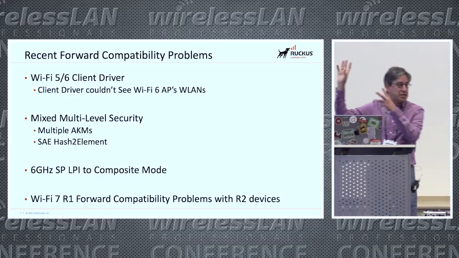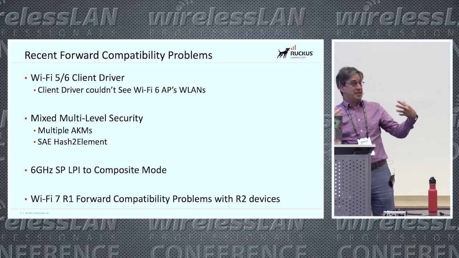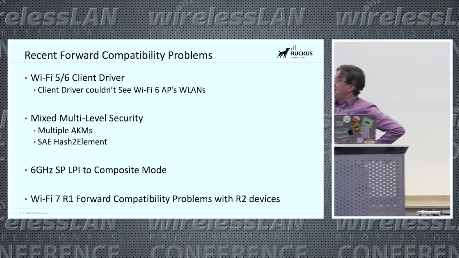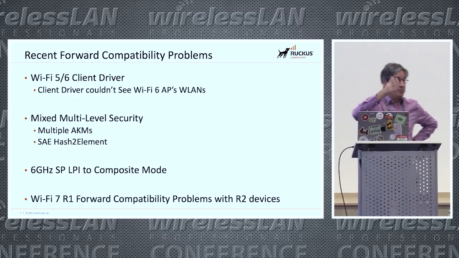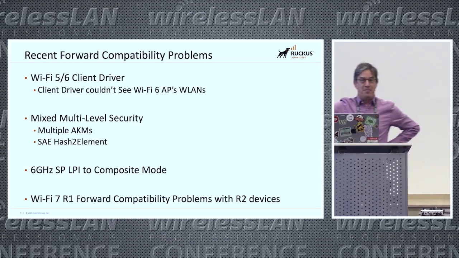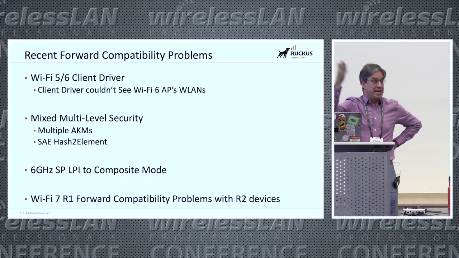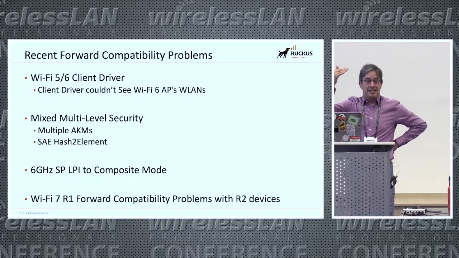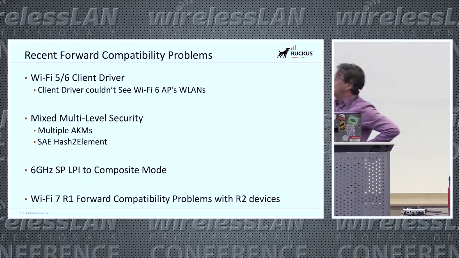So this is just a small little snapshot of various compatibility problems that have kind of made me tear my hair out. In the transition from Wi-Fi 5 to Wi-Fi 6, those of you who have been in the industry a while will remember that there was a client driver that didn't recognize the HE elements in Wi-Fi 6, and even worse, Wi-Fi 6 didn't even show up in the scan list, right, which made a huge problem.